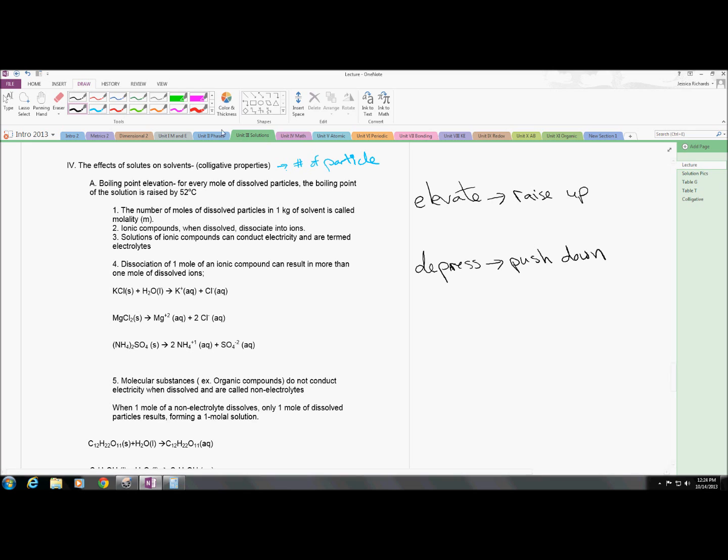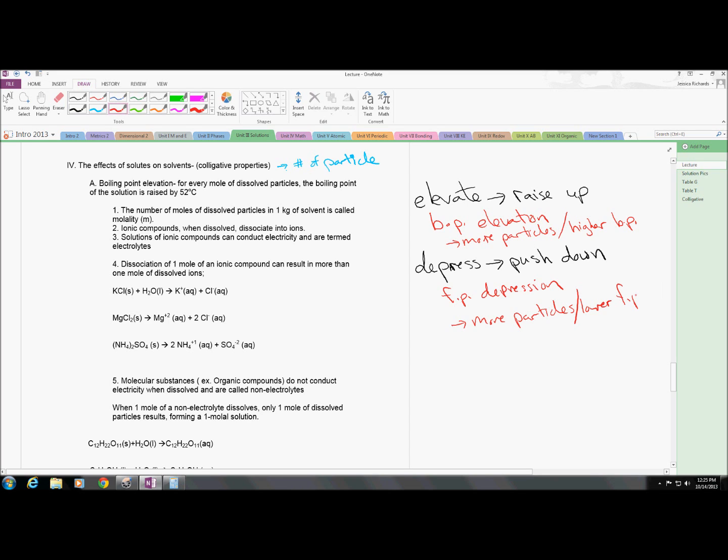Elevate means raise up. So with boiling point elevation, if we add particles, the boiling point goes up. The more particles we add, the higher the boiling point gets. If we're talking about water, and I add a bunch of particles, the boiling point will be higher than 100 degrees Celsius. Now freezing point depression: the more particles that I add, the lower the freezing point gets.